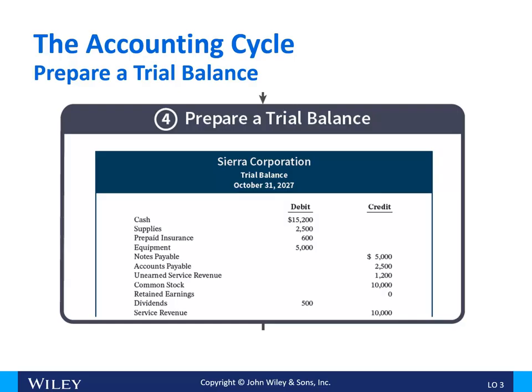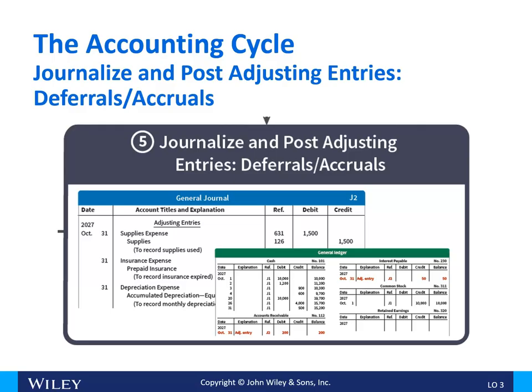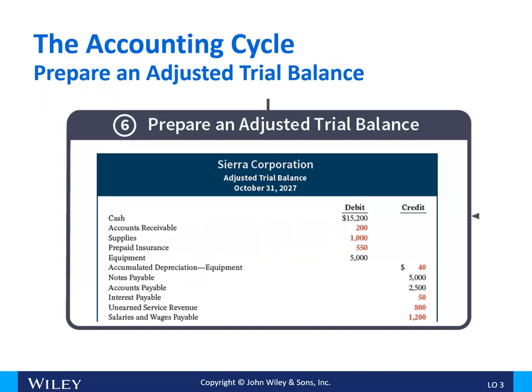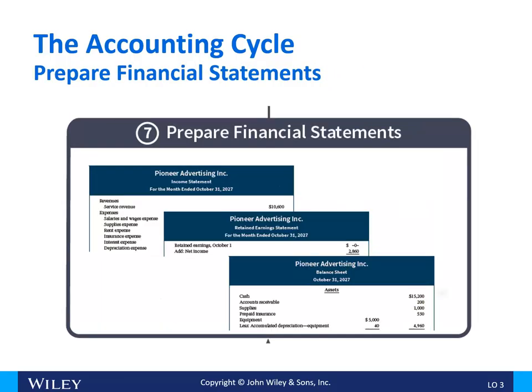After we have the trial balance, we can analyze the accounts and determine what our deferrals and accruals are. And we can create those journal entries for deferrals and accruals, the adjusting entries, and then post those adjusting entries into the ledger again. Once we have that done, we can create an adjusted trial balance. So we'll highlight the red numbers there, the new ones that we have that weren't on the trial balance before. And then once we have the adjusted trial balance, we can prepare our financial statements, our income statement, statement of retained earnings, and our balance sheet.